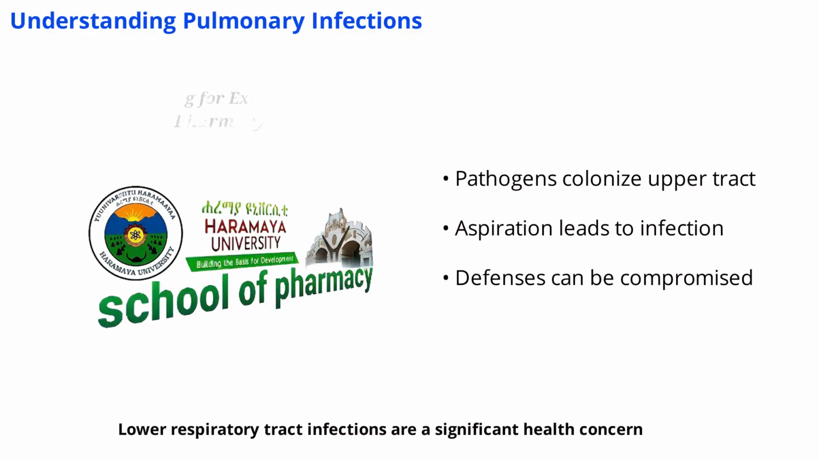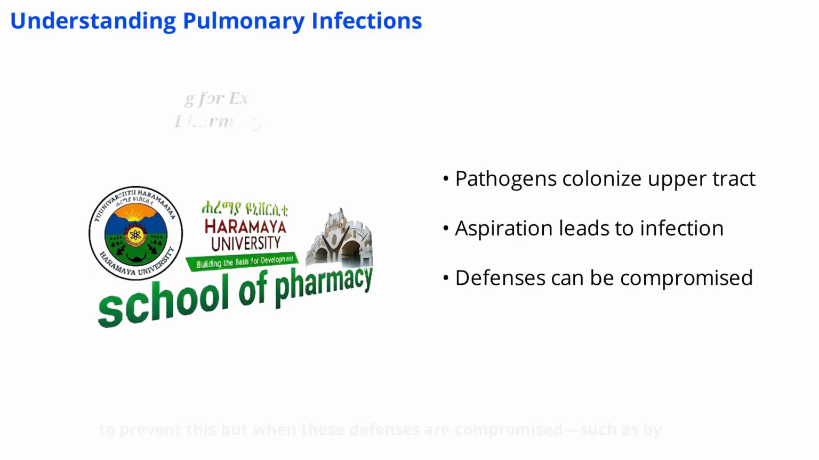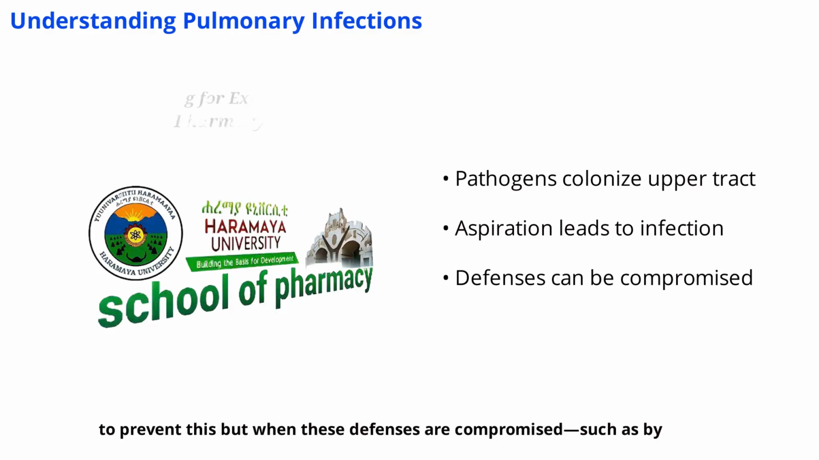Lower respiratory tract infections are a significant health concern, often beginning when pathogens colonize the upper respiratory tract. Once these pathogens reach high enough concentrations, they can enter the lungs, typically through aspiration of oropharyngeal secretions. Our bodies have natural defense mechanisms like ciliary function to prevent this, but when these defenses are compromised, such as by chronic inflammation from cigarette smoking, the risk of infection increases.